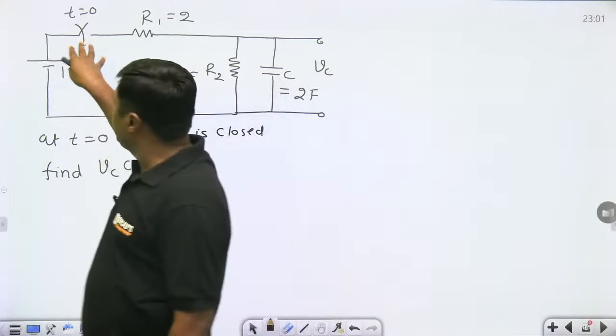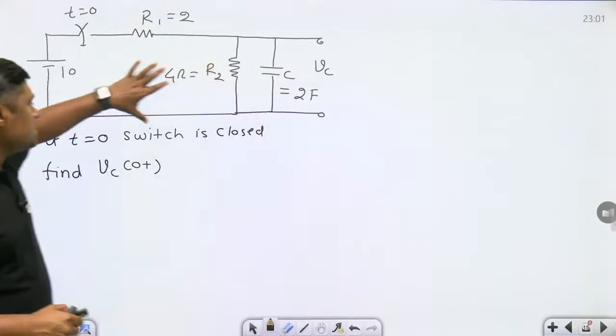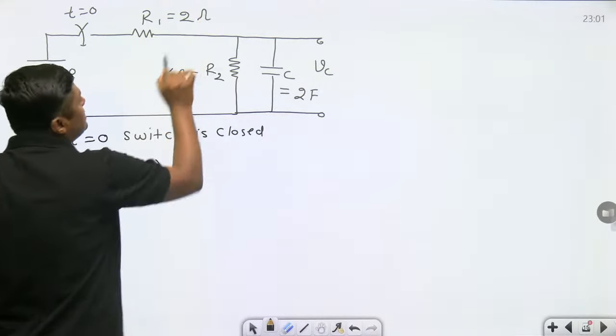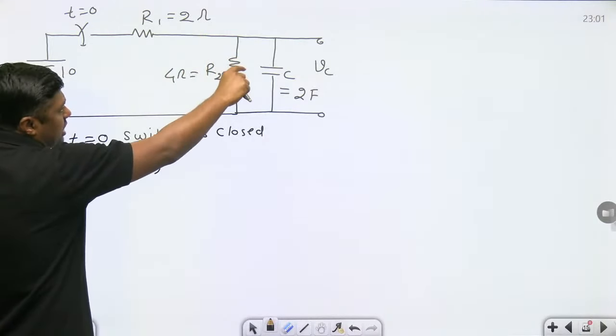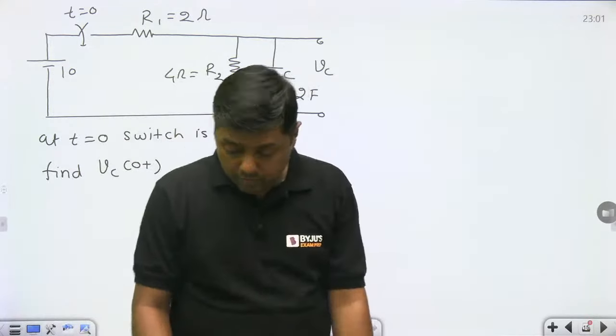Exactly at t equal to 0, the switch is closed. Initially the circuit is unenergized. When we close the switch, that is the 10 volt battery, this is the 2 ohm resistor, this is the 4 ohm resistor. Then what is the initial voltage across this particular capacitor? What will be the value?